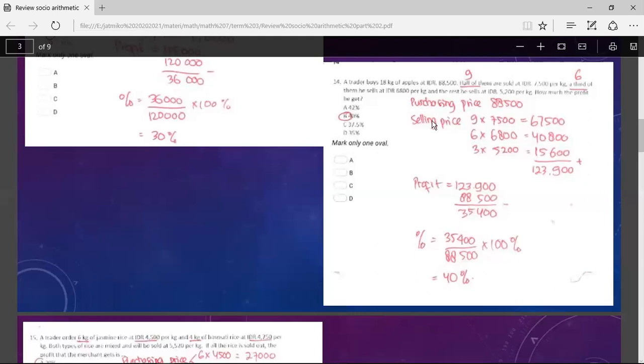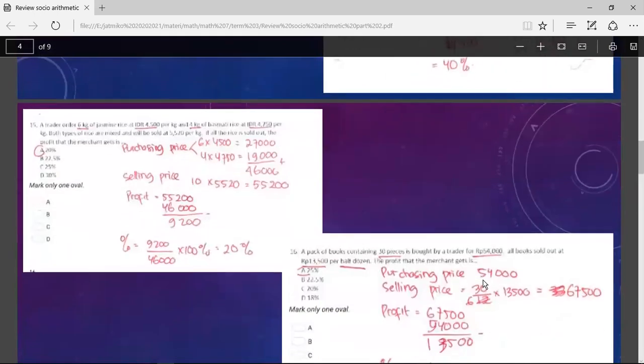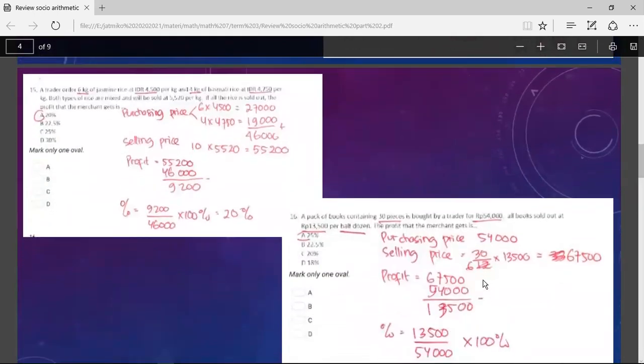So with the purchasing price and selling price, we can decide the profit. The profit is 35,400, from the selling price minus the purchasing price. So the percent is 35,400, the profit, divided by the purchasing price 88,500 times 100%, that is 40%. Okay, we can move to the next question, number 5.